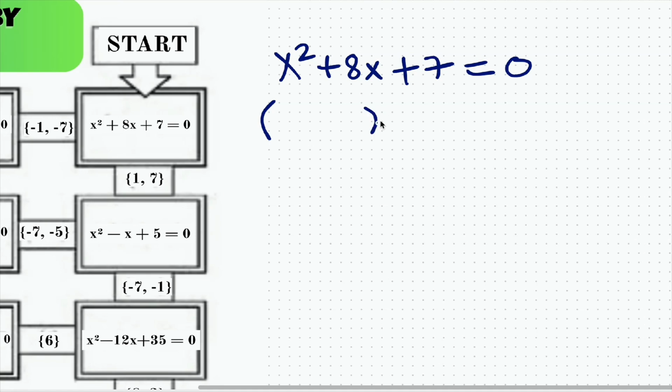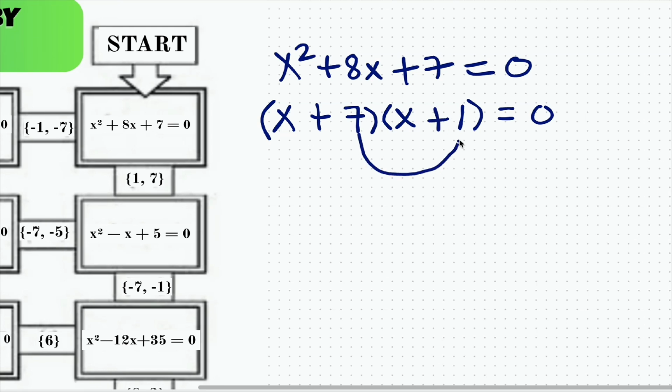In factoring, we have to get the two numbers. When we multiply them, the answer must be 7. And when we add them, the answer would be the middle coefficient here, which is 8. Factoring x squared, the answer would be x times x. So the two numbers are, I think, 1 and 7, but let us try what is the best sign that we can use. Let's use positive 7 and positive 1.